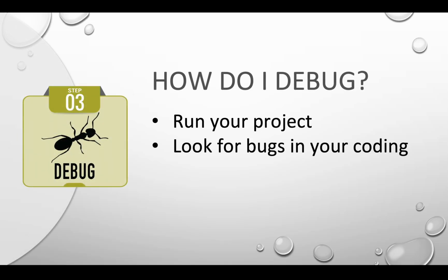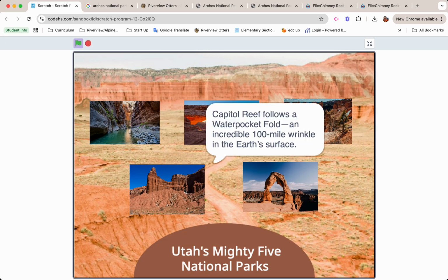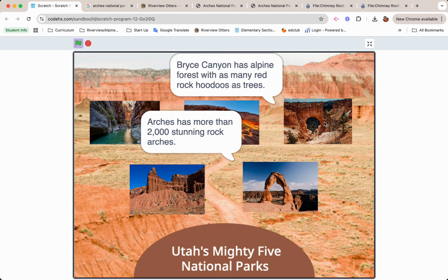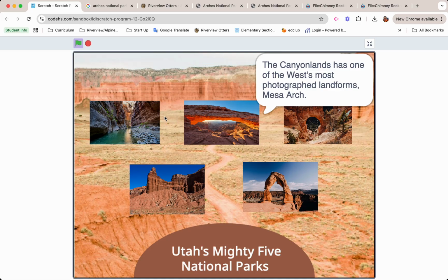Okay, the next thing we have to do is debug. We run our project. We look for bugs in our coding. So I'm going to do that right now. I'm going to run my project. And I'm going to click on it. Make sure that I can read it, that it's long enough that someone can read the sentence. All those are good. That one is good.